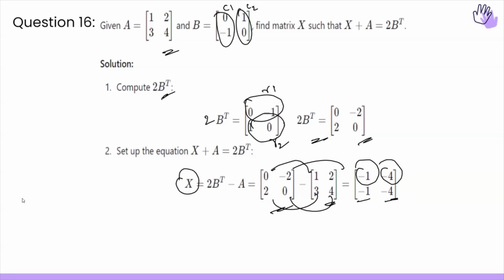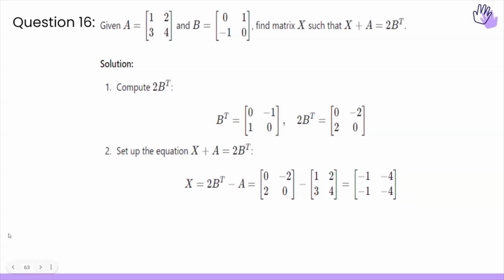I hope you have understood. So this ends this section. We have discussed nearly 16 problems and all the concepts related to introduction to matrices. Please make sure to go through these concepts and solve the problems.